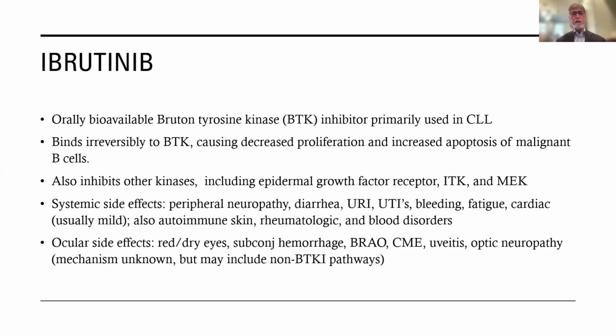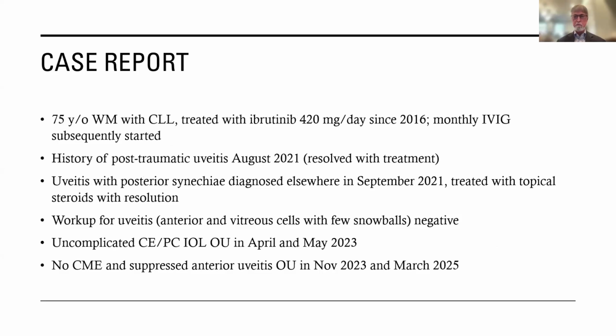There are many systemic side effects that range from peripheral neuropathy and diarrhea, upper respiratory infections, urinary tract infections, bleeding, fatigue, cardiac problems, which fortunately are usually mild, and a variety of autoimmune skin, rheumatologic, and blood disorders. As we've seen, many of these drugs also have ocular side effects for the eyes. That includes red or dry eyes, subconjunctival hemorrhage, and more serious things such as branch retinal artery occlusion, cystoid macular edema, uveitis, optic neuropathy, which may not be specifically related to the BTK, but to other factors as well.